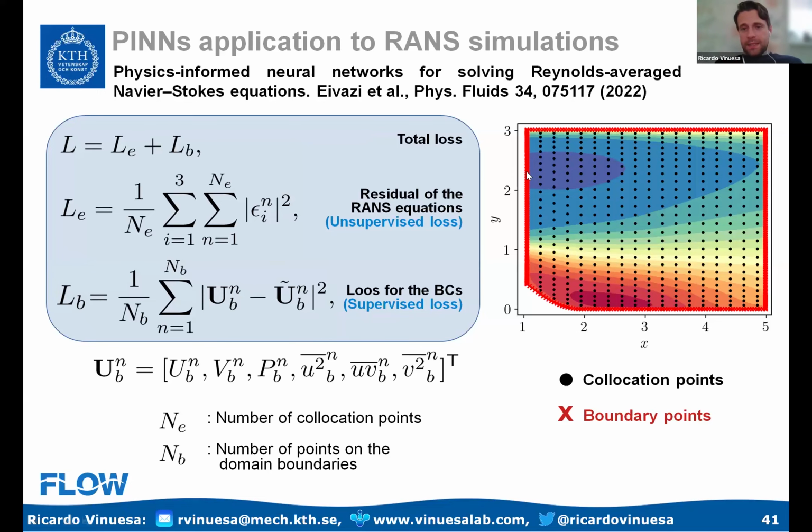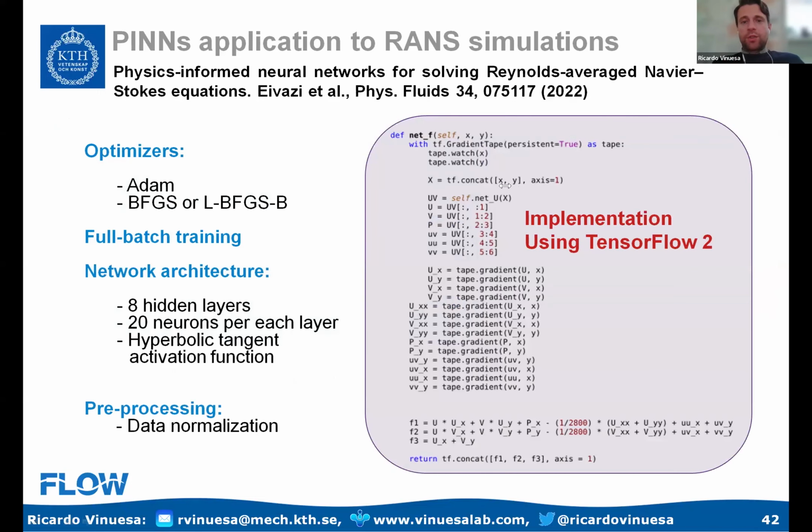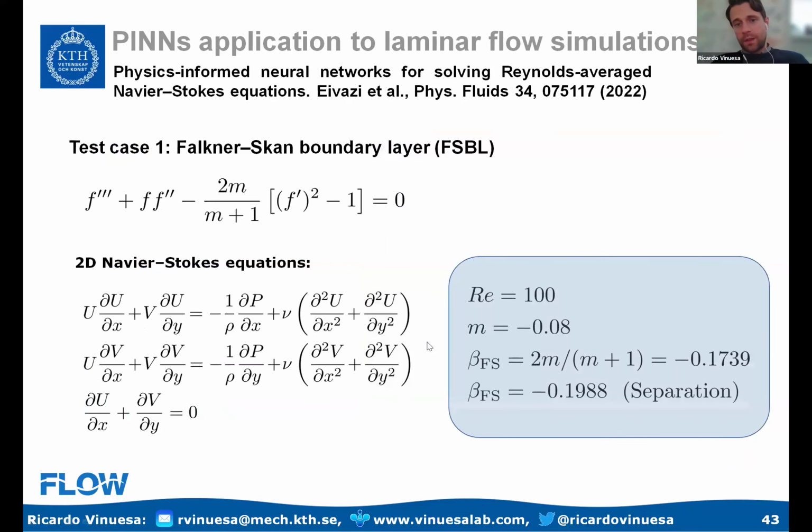Just to give you an idea of how easy it is to implement this in TensorFlow, these are just a bunch of lines. You can use the tape gradient function to calculate the partial derivatives exactly. And you can find all the codes and all the data in our repository, in vinuesalab.com, you can find everything. But this is just to show you that it's quite easy to implement this in TensorFlow.